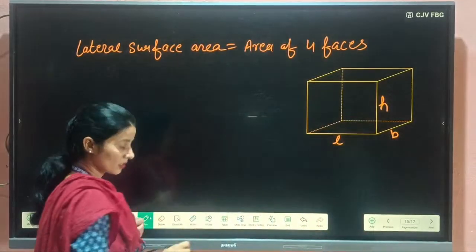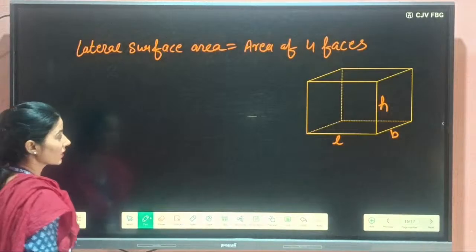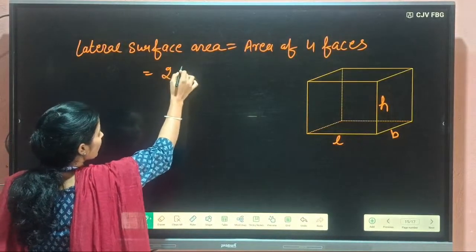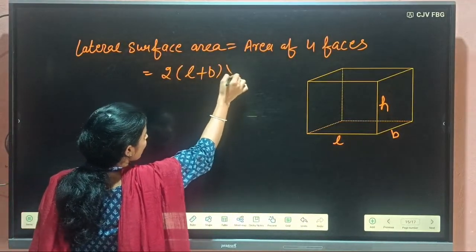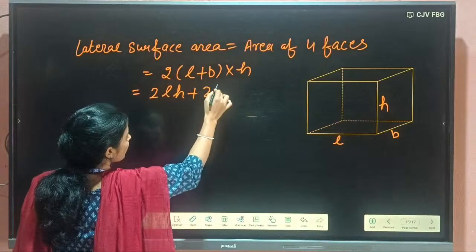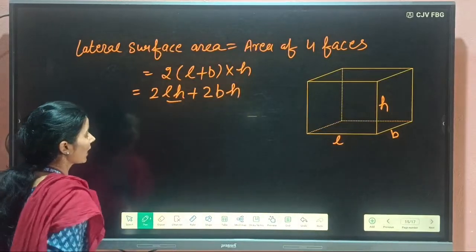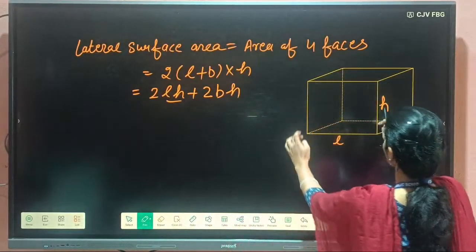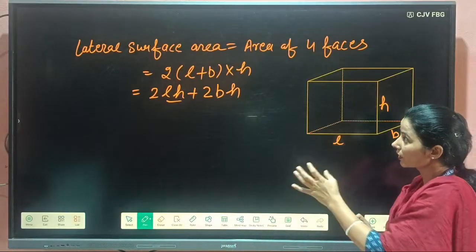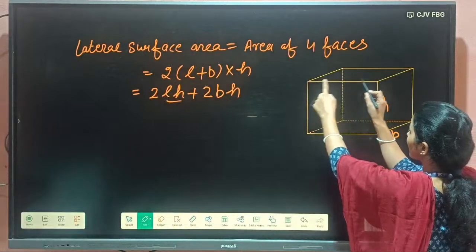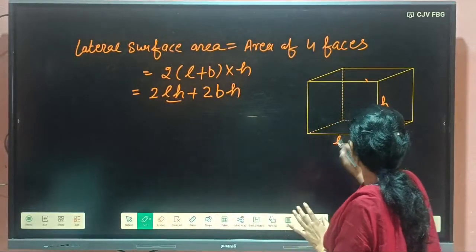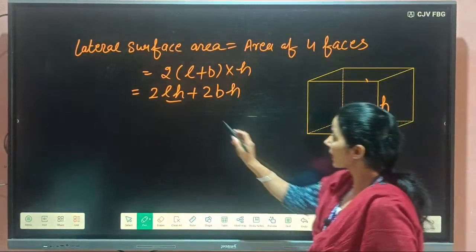If L, B and H I included, let us see how it will be. You have not to include top and bottom. It will be 2 into L plus B into H. Let us see. 2 into LH plus 2BH. You will see L into H. Suppose if this one face area you want to find out, then this face is in the shape of rectangle. You know all faces of cuboid are in rectangular shape. So what will be area of this one face? This is length and this is breadth. L into B. It will be L into B, but here B is H. So it will be L into H.